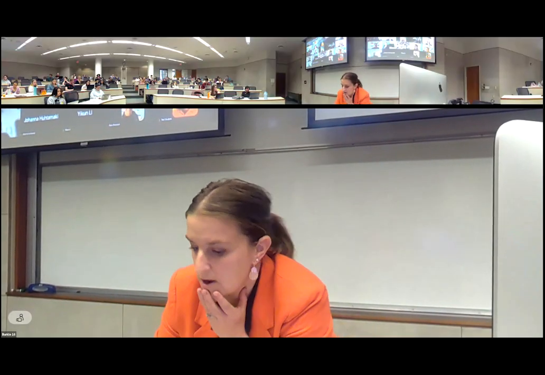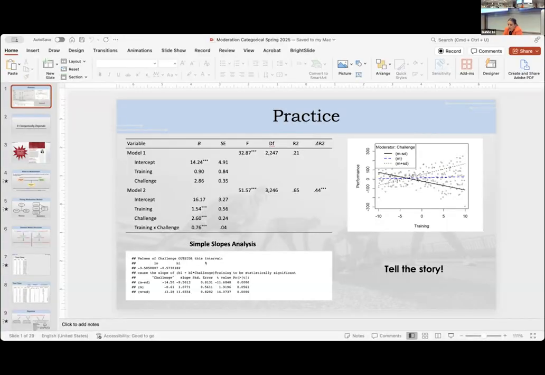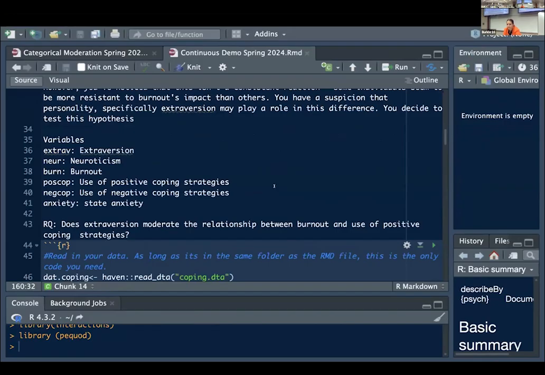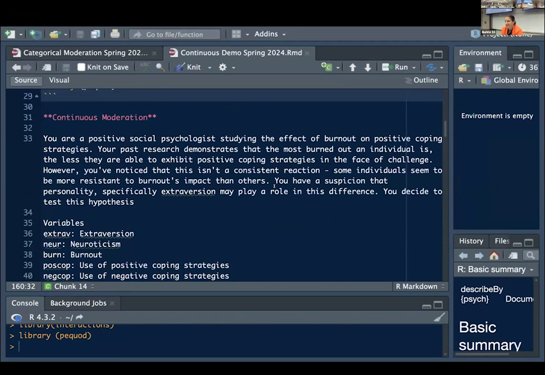There's a continuous one and a categorical one. I'm gonna start with the continuous demo. All right, so here's our continuous moderation. It's gonna follow exactly what we did. The code for our models is gonna be exactly the same, right? Our assumptions are gonna be exactly the same. The only code that's gonna be new is creating a moderator term, and graphing and doing the simple slopes. That's it. Everything else is old code.